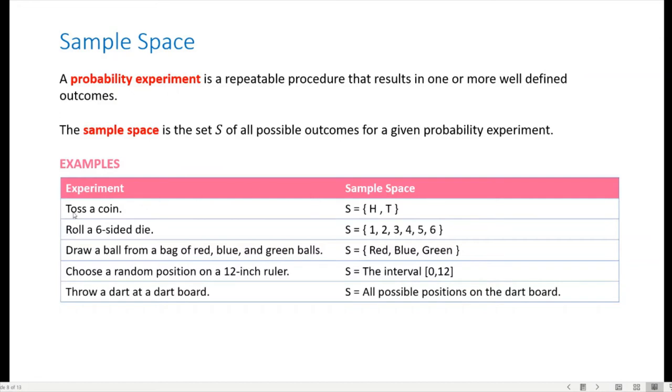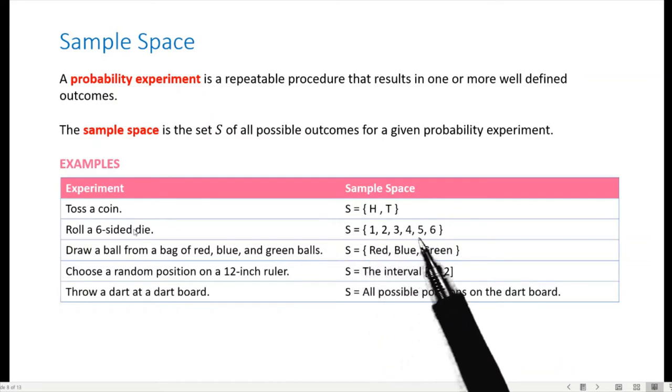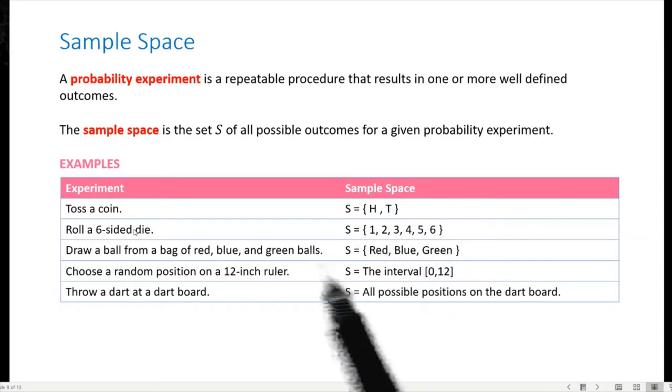Let's do the first example here, tossing a coin. If I'm tossing a coin, what are the possible outcomes? Well, I can get heads or tails. So that's my sample space. It's a set consisting of two things, heads and tails. My probability experiment was rolling a six-sided die. My sample space is the set of possibilities here, 1 through 6, right? These are the possible numbers I can get when I roll a die.